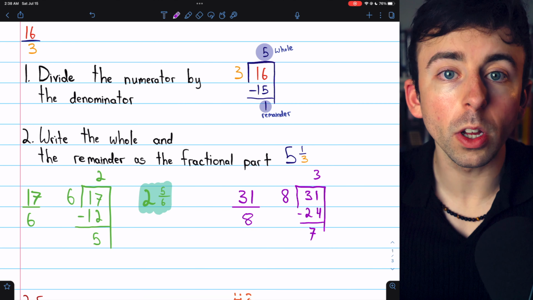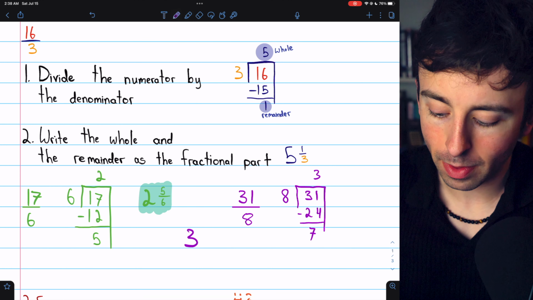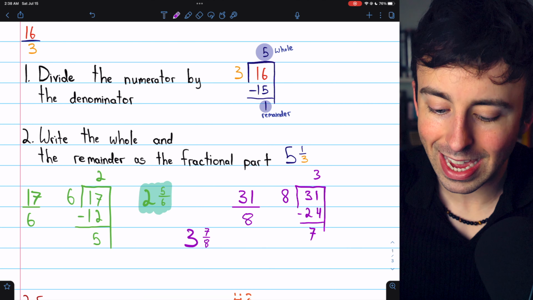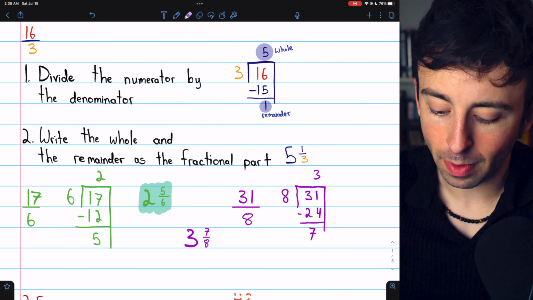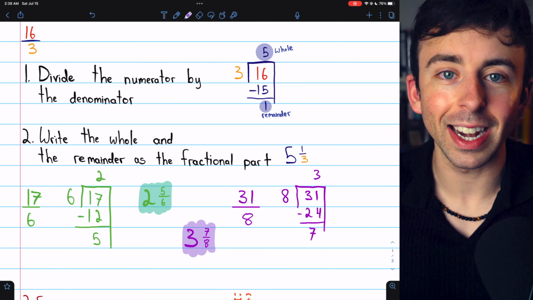So we'll just write that down here. And then we write the remainder as the fractional part. The remainder was 7, and that remainder still needs to get divided by the 8. And that's our answer. 31 over 8 as a mixed number is 3 and 7/8.